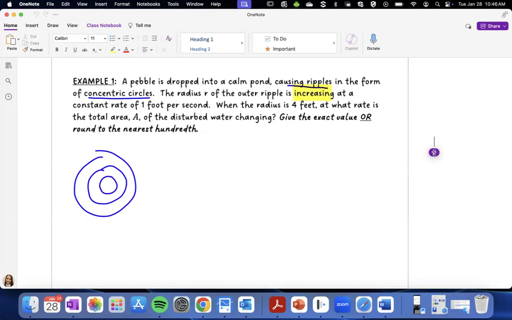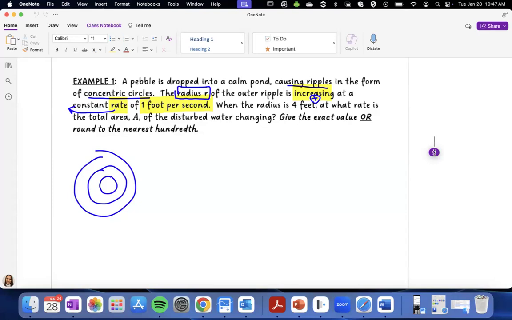at a rate of 1 foot per second. Ladies and gentlemen, increasing means positive or negative? Positive, okay? Rate means what in calculus? Rate means it is a derivative, right? It's a differential of time. So this means it's going to be like a derivative. So if I'm talking about the rate of the radius, what variable is that?